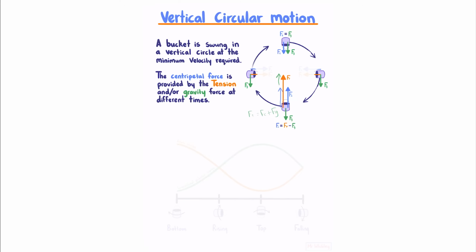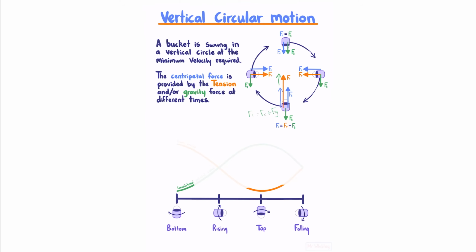When the bucket is descending or ascending, Fg is perpendicular to the centripetal force, and so has no effect upon it, meaning that the only force providing the centripetal force is the tension force. Throughout this motion, if we were to plot the energies, our gravitational potential energy is at a minimum at the bottom, since it's at its lowest height, and at a maximum at the top. Our kinetic energy, however, is the greatest at the bottom, since the bucket is travelling its fastest, and the least at the top, since the bucket is travelling its slowest.